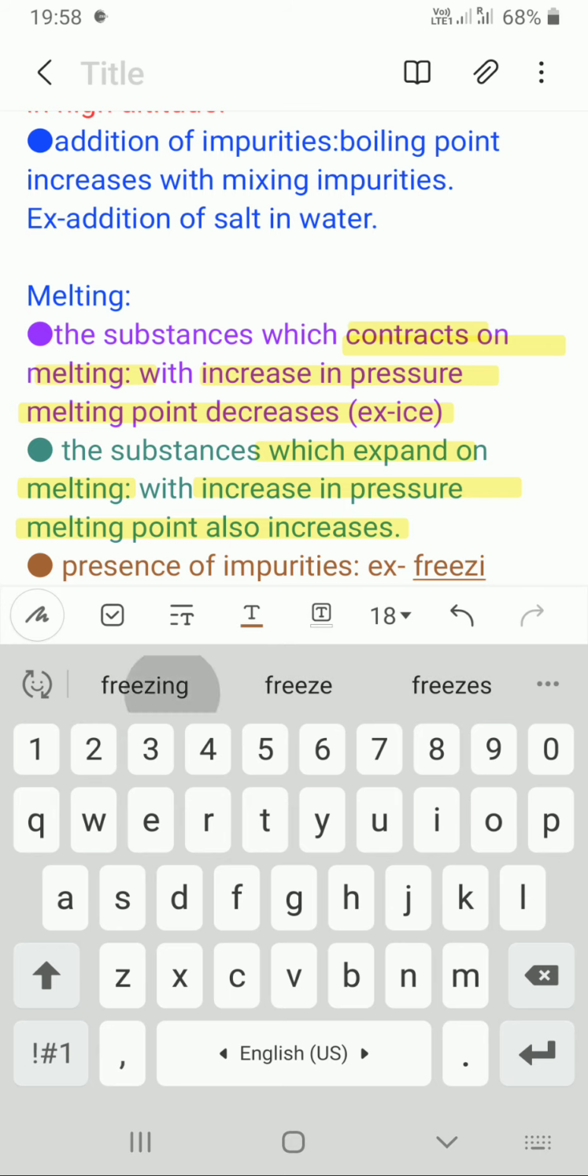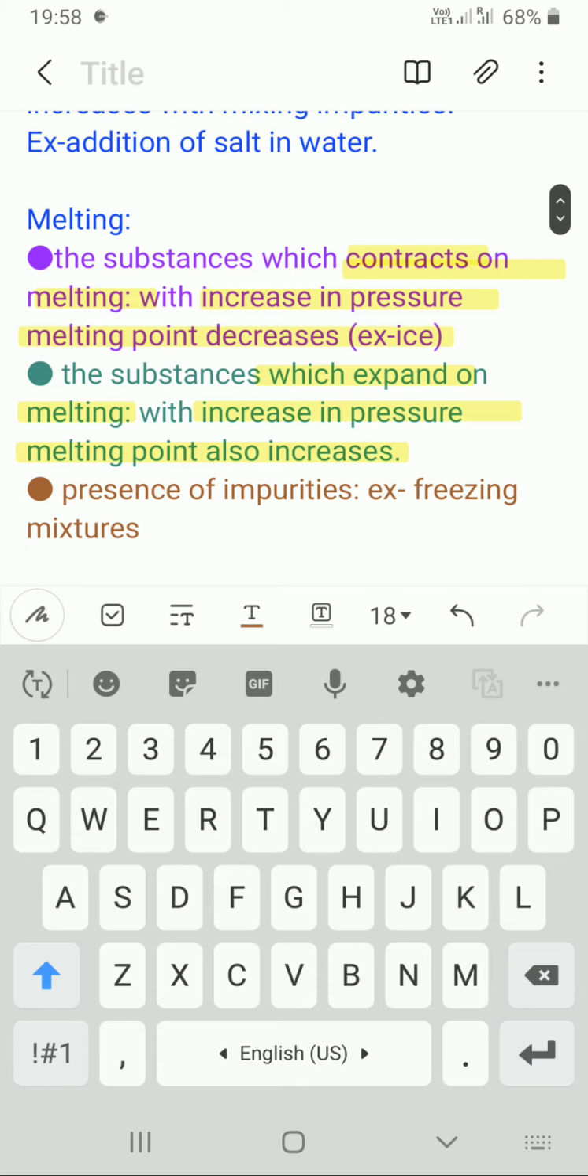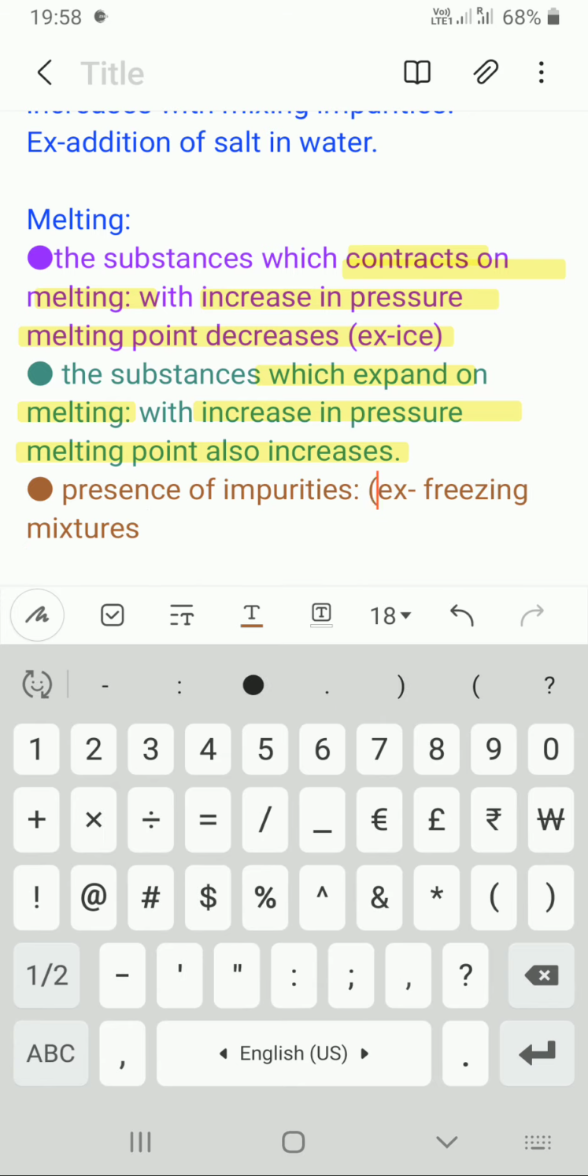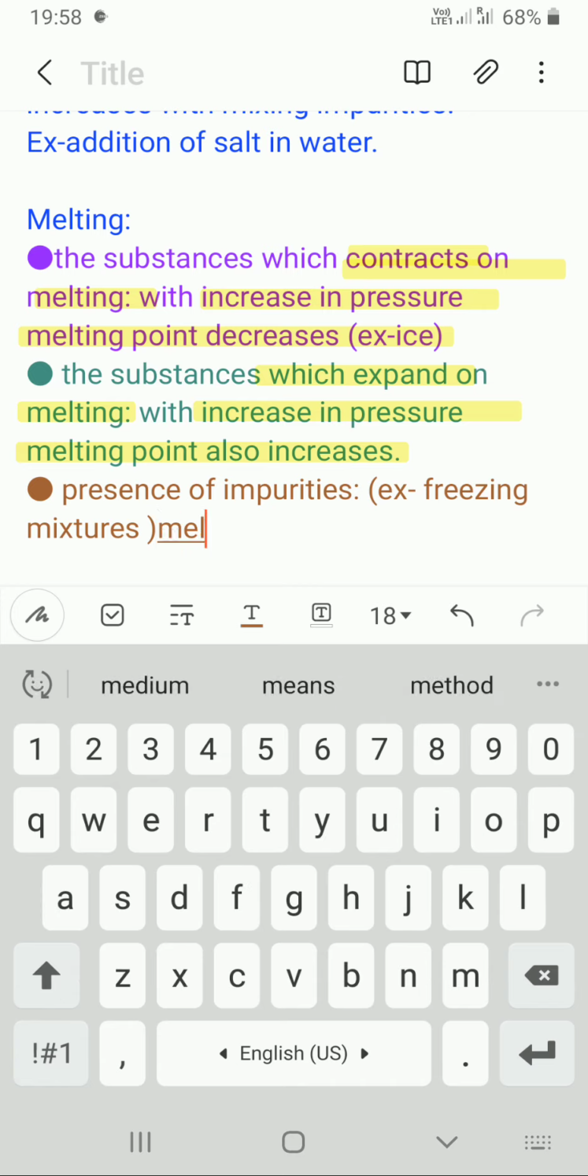Freezing mixture. What is that freezing mixture? Here, the melting point of a substance decreases.